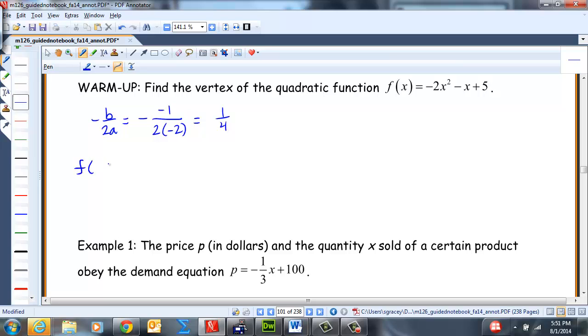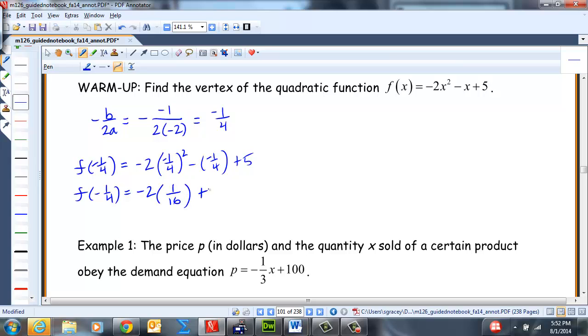And then evaluating the function to get the y coordinate, we evaluate the function at 1/4 and we'll get negative 2 times 1/4 squared minus 1/4. Oh, my mistake, there's three negatives here, so it'll be negative 1/4. Add that in there, and then we'll have plus 5. So f at negative 1/4 will be negative 2 times 1/16 minus a minus is plus 1/4 plus 5.